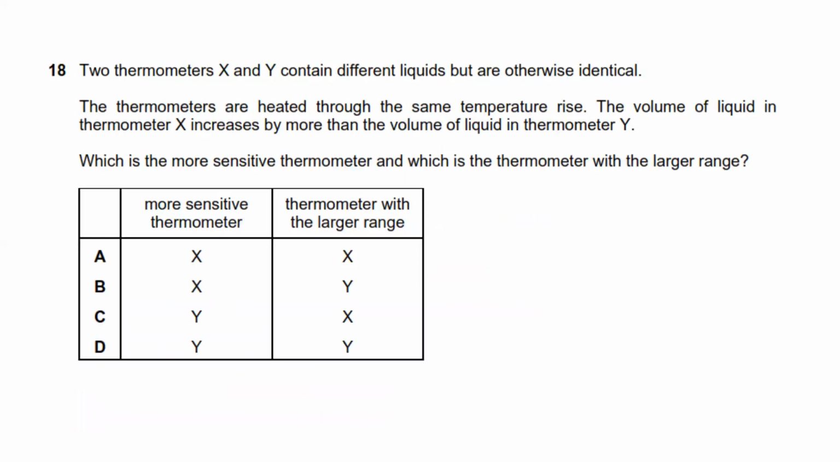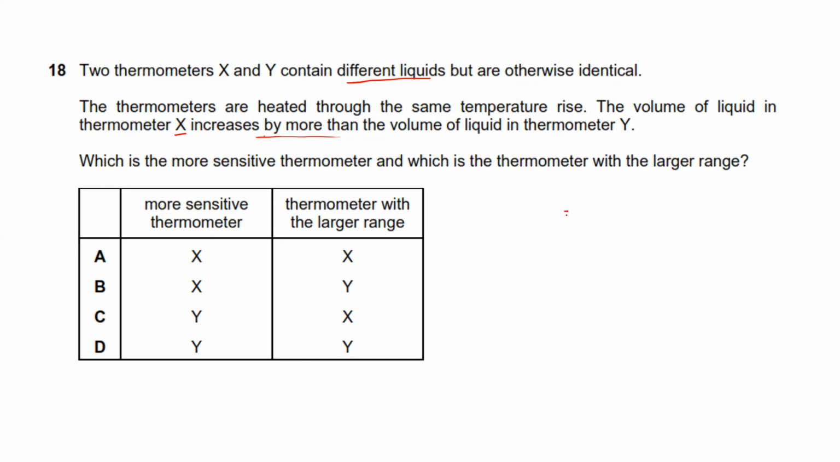Then question number 18. Two thermometers X and Y contain different liquids, but otherwise identical. So two thermometers are identical, with different liquids. The thermometers are heated through the same temperature rise. So the volume of liquid in thermometer X increases by more than the volume of the liquid in thermometer Y.